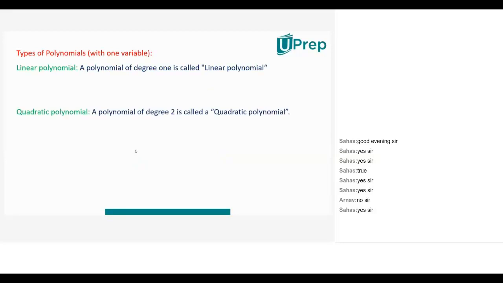Now based on pure degree, if there is a polynomial with degree 1, then it is called linear. Linear in maths is first degree. Quadratic. Quadratic in maths is 2. Cubic is 3. Biquadratic is 4. Same is the name carried for polynomials also. If a polynomial has degree 2, then it's called a quadratic polynomial. And degree 3 is called a cubic polynomial.